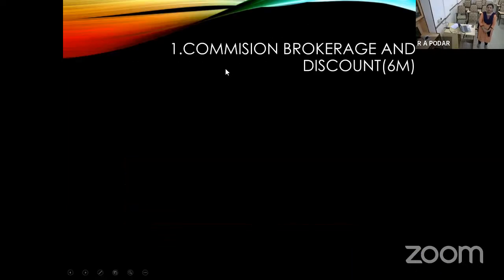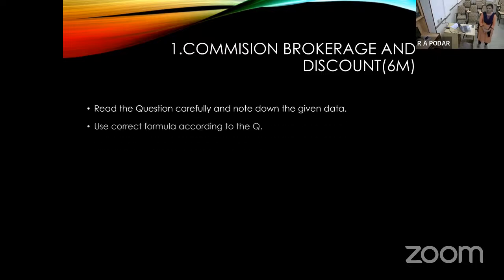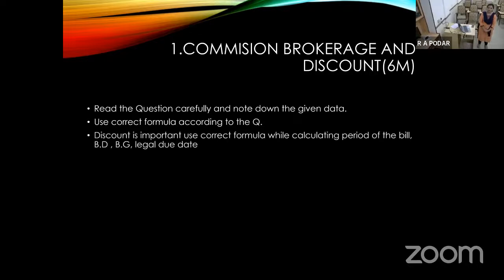Now the next point: how to minimize error. Minimize error means what mistakes we normally make while solving the questions. The first topic we have is commission, brokerage and discount. In all it has a 6 marks weightage. So the bifurcation, as ma'am also told, we can bifurcate 6 marks as 3 plus 3, or 2 plus 4, or 1 and 1 for objective questions, and a 4 marks question can be asked.